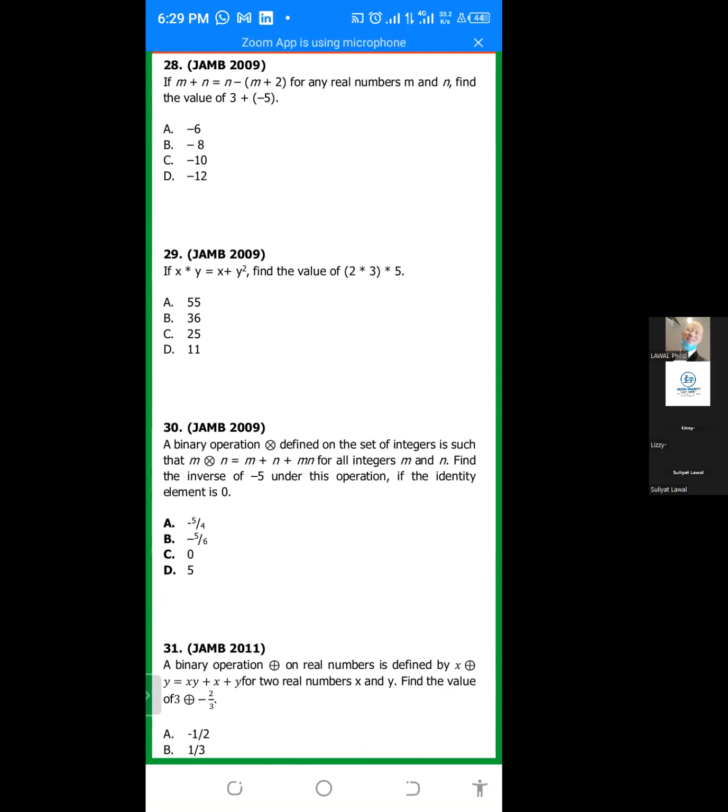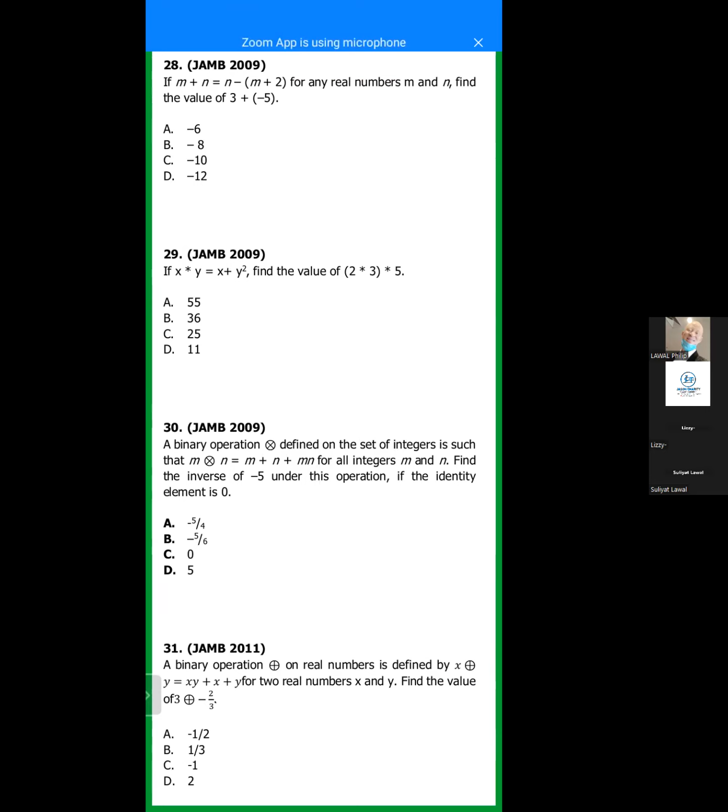1, 2, 3. Okay, 4. It's showing 4 questions at a go now. So you can screenshot these questions. 2 in 2000. In fact, 3 questions. Imagine 3 simple questions in 2009 only.